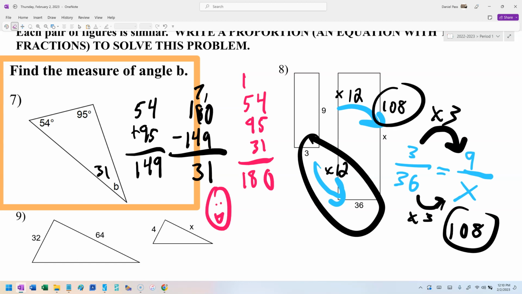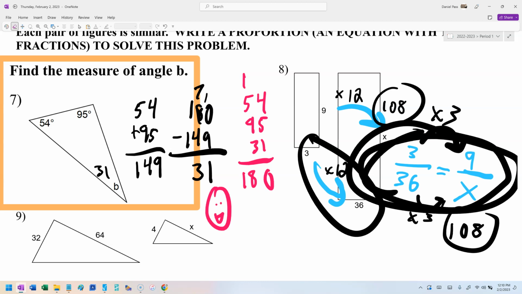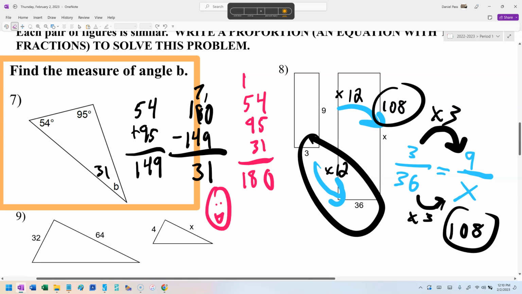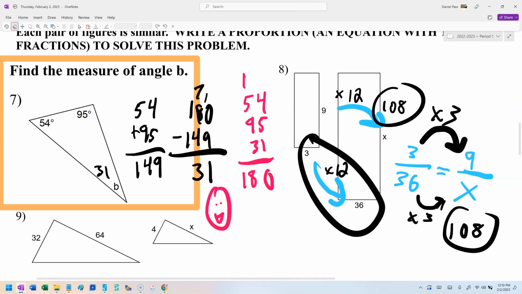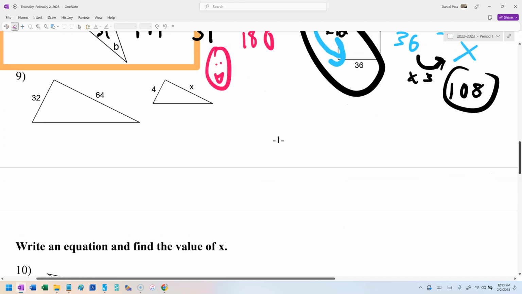All right, let's hear it. I was checking everybody to make sure they had this proportion correct on the homework. But if it's not perfect on the test, I won't take off. You just need to find x. Okay? Yes. No. Yes. No. Thanks, Mr. Pass. You're welcome.